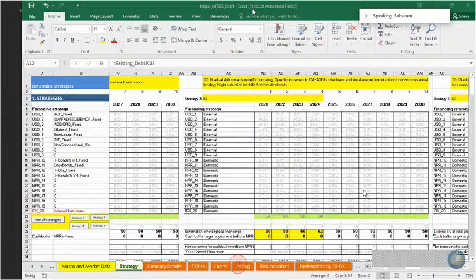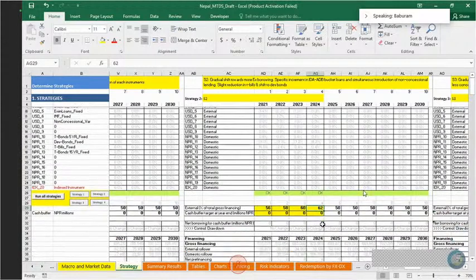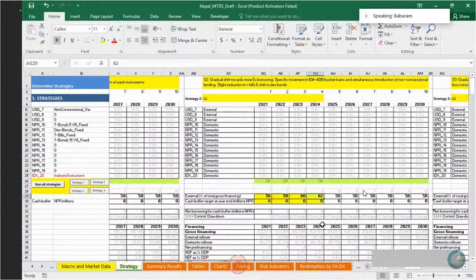More or less, overall, it is quite fine. The only thing I am worried about is that in the fourth year, 2024, the percentage of external debt will be 62%. Will it be possible? Will it be realistic? That is my only concern on debt strategy number 2.